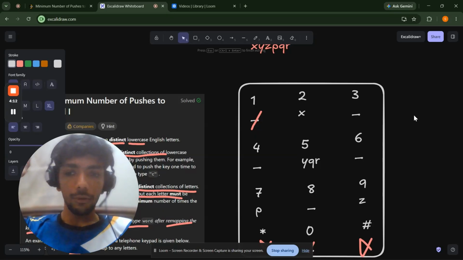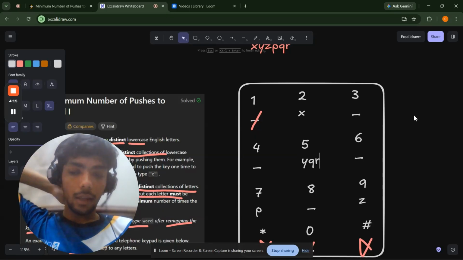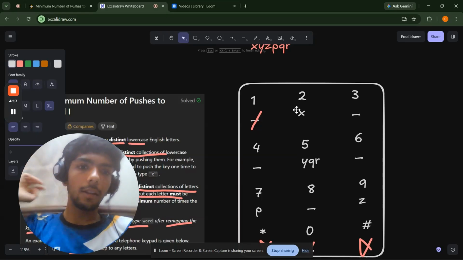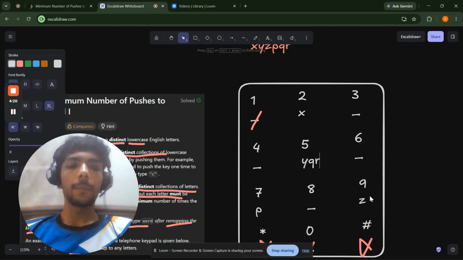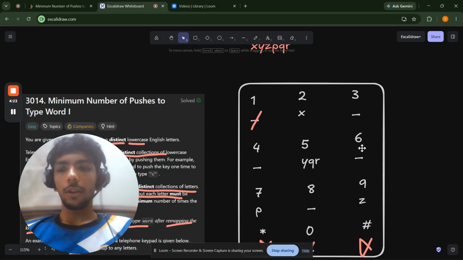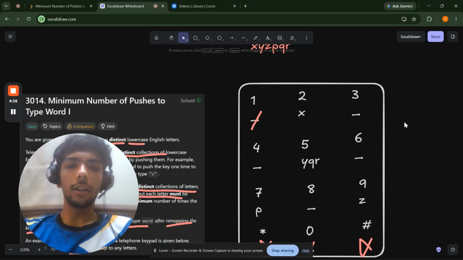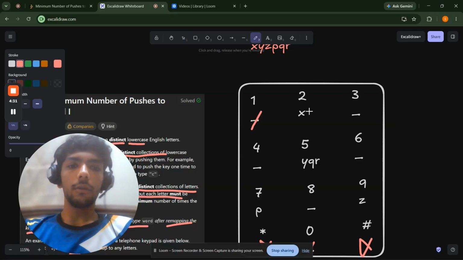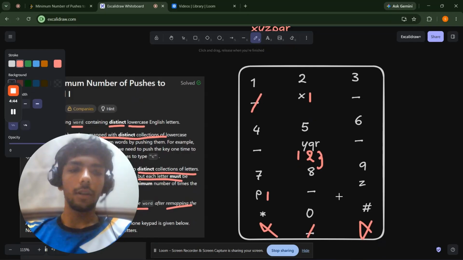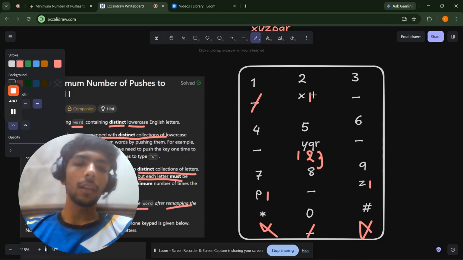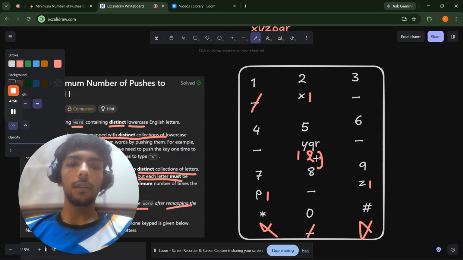I am allowed to give any key any number of elements. Here 2 has only one element, 5 has 3. But we just need to make sure that one character is mapped to only one key. And now let's calculate the number of pushes required. Here to get X we need 1. Y will require 1, Q will require 2 and R will require 3. Similarly, P will require 1 push and Z will require 1 push. So our total would be 1 plus 1 plus 1, four times 1 and then 5, which is 9.